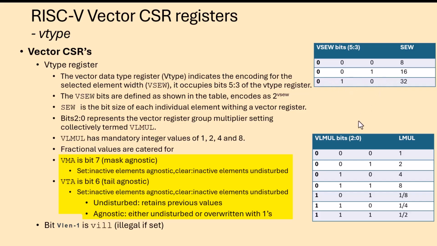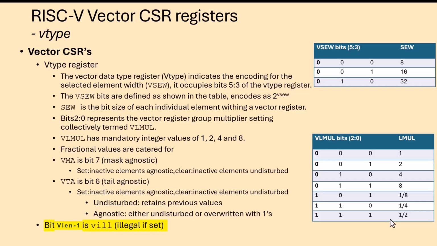A tail element is an unused element. For example, if we only need to process 6 elements of an 8-element configuration, the last 2 leftover elements are termed tail elements. A policy can be set up so they retain their previous values or adopt a don't care policy. These policies are termed undisturbed and agnostic respectively. Mask elements are covered later in this tutorial.